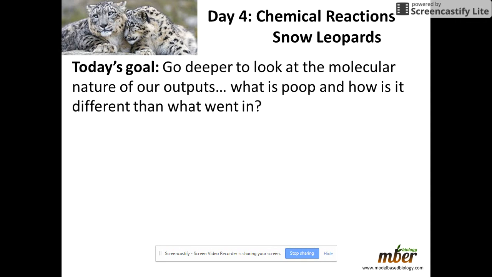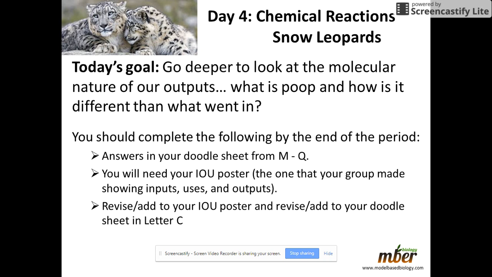For today, your goal is to go deeper to look at the molecular nature of our outputs. What is poop and how is it different than what went in? You should answer the following by the end of the period. Answers in your doodle sheet from M to Q.